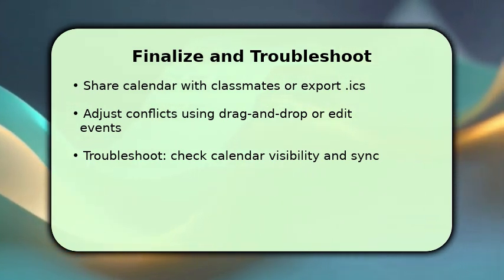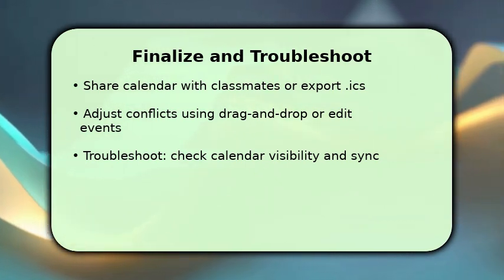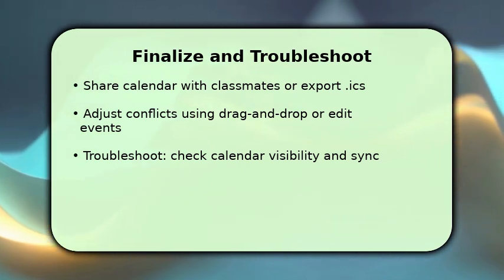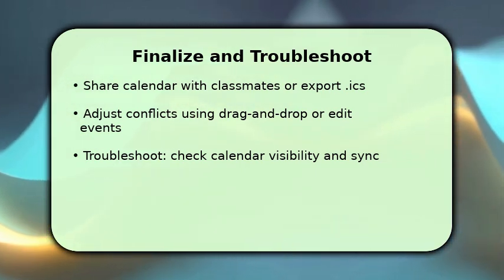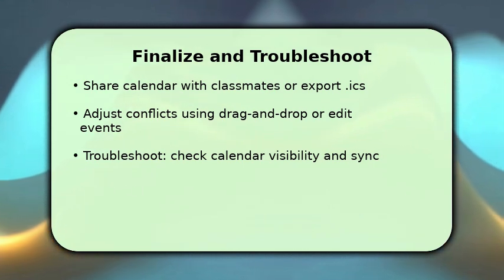Finally, sync with mobile. Open Settings, verify the calendar is visible and sync is on. If events don't appear, toggle visibility, refresh the app, or re-add the calendar. That one troubleshooting tip, check visibility and sync, fixes most issues quickly.